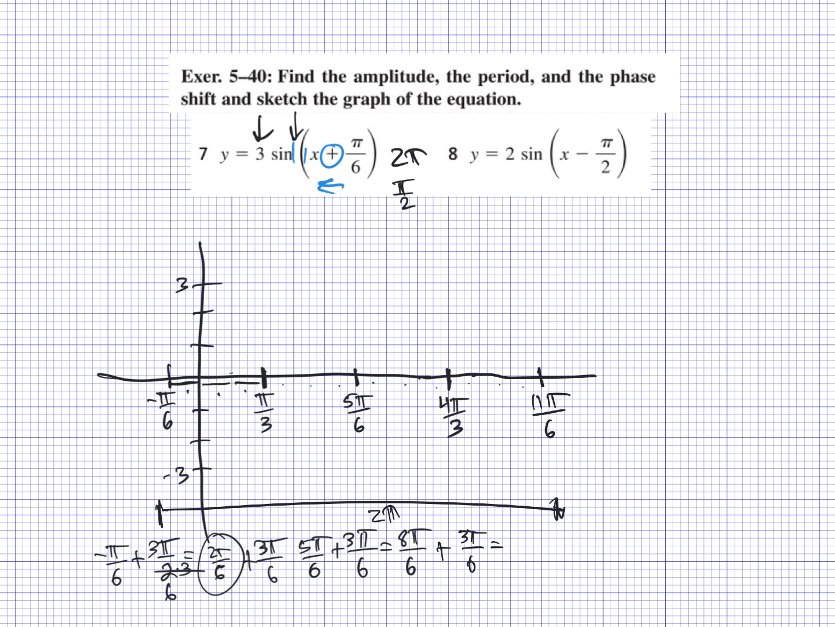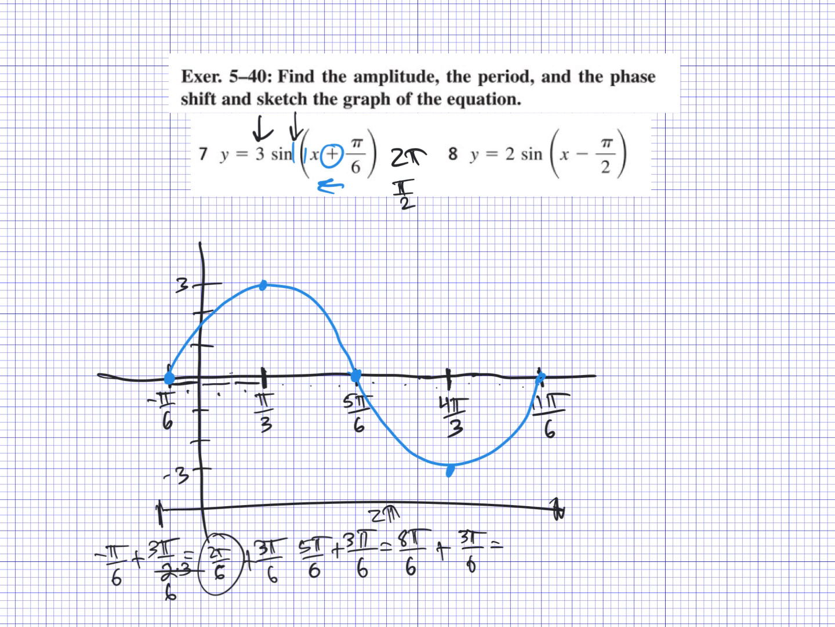Okay, so now we draw the sine. Where are we starting? At negative pi over 6. At pi over 3, we're at the top. At 5 pi over 6, we're back to the x-axis. At 4 pi over 3, we're down at negative 3. And at 11 pi over 6, we end. So this is what we do.